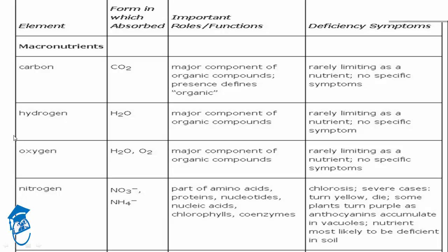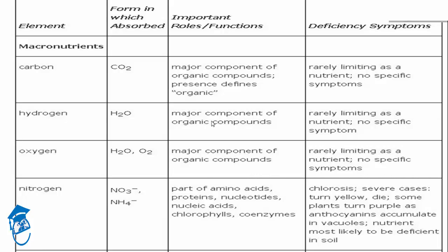What's the deficiency symptom of it? It forms chlorosis. Okay, in severe cases, leaves turn yellow from green. They sometimes die, and some plants turn purple as anthocyanin accumulates in vacuoles. Okay, in case of nitrogen deficiency, it is the nutrient most likely to be deficient in soil.